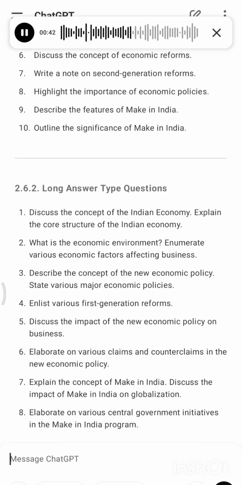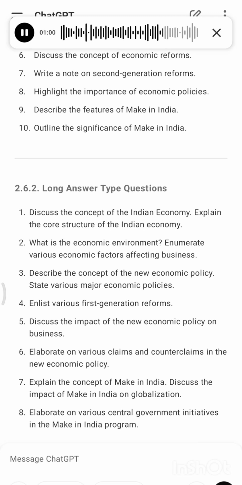2.6.2 Long Answer Type Questions. 1. Discuss the concept of the Indian economy. Explain the core structure of the Indian economy. 2. What is the economic environment? Enumerate various economic factors affecting business. 3. Describe the concept of the new economic policy. State various major economic policies.